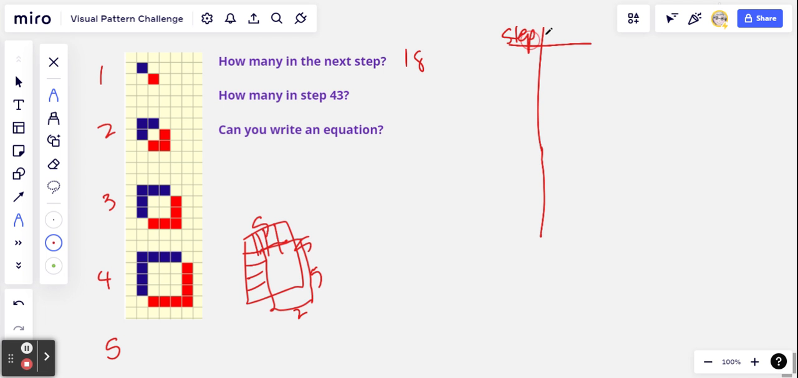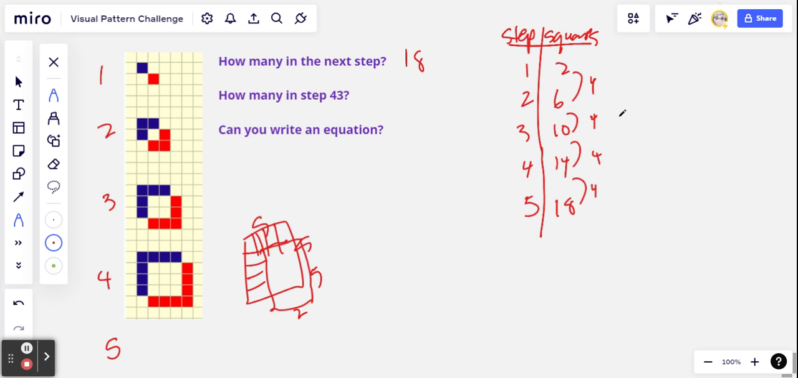So we'll do the step number in a chart and the number of squares. So in step 1, they're just those 2. In step 2, that's 6. In step 3, 10, and in step 4, 14, and in step 5, we're predicting 18. And now if we take the differences, 6 minus 2 is 4, 10 minus 6 is 4, 14 minus 10 is 4, and 18 minus 14 is 4. We're definitely getting a constant in our first set of differences, which means this is linear. This is not quadratic at all.